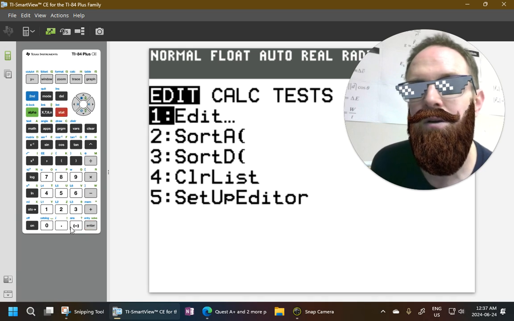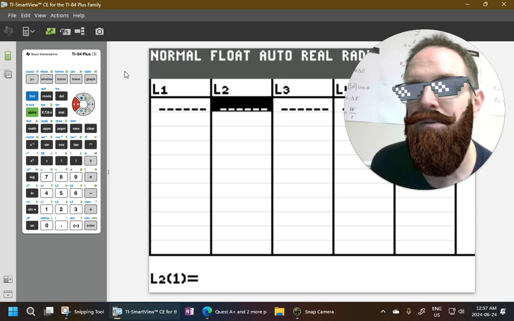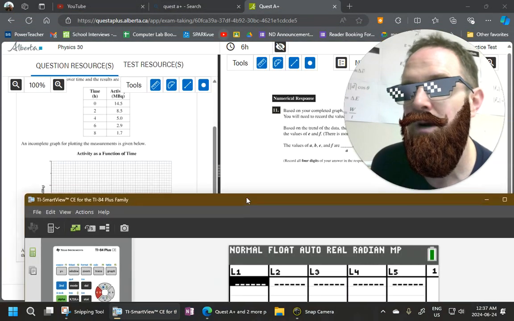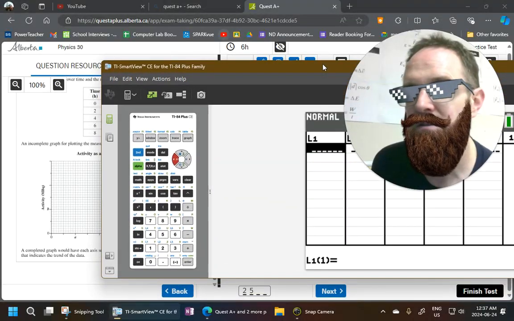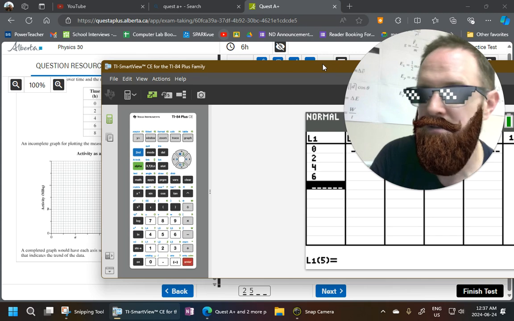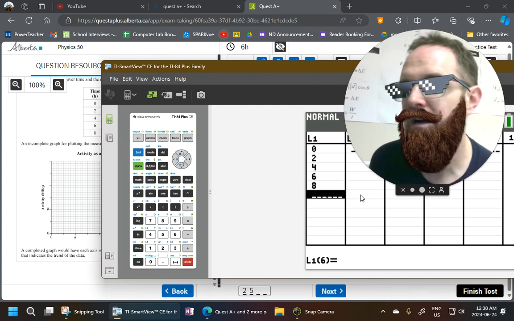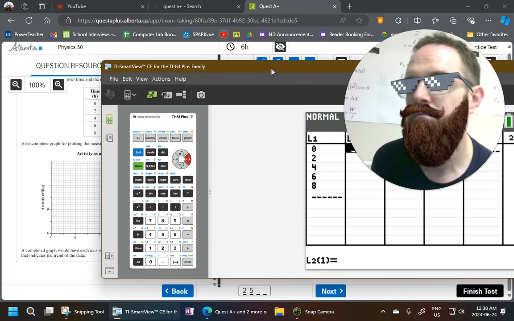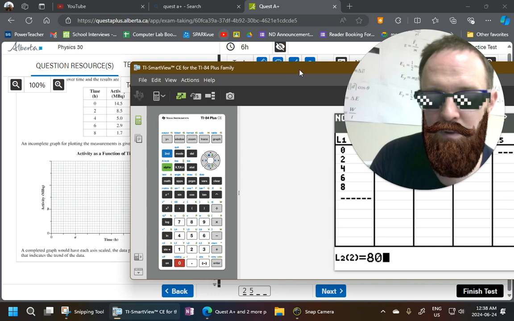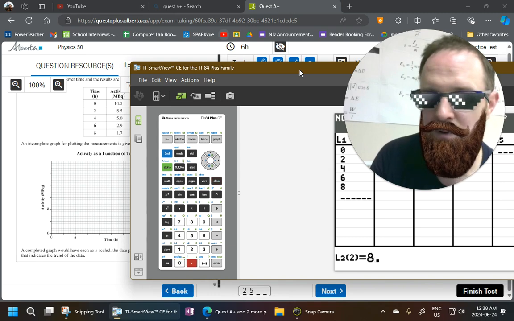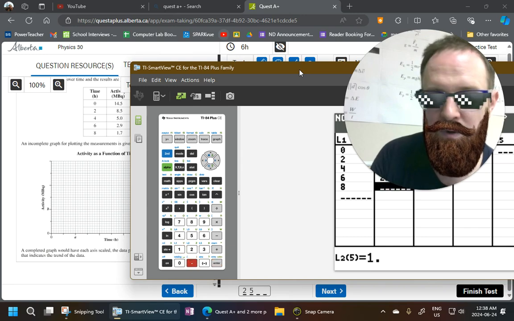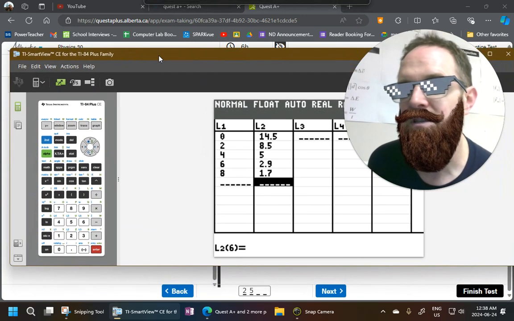Okay, so I'm going to go stat, edit, and I'm going to put all the information in here. So go stat, edit, L1 is going to be X's, L2 is going to be your Y's. So I'm going to have 0, 2, 4, 6, 8. And then in my other column over here, I'm going to type in what I have here. So 14.5, 8.5, 5, 2.9, 1.7. Okay. And then I'm just going to double check that.